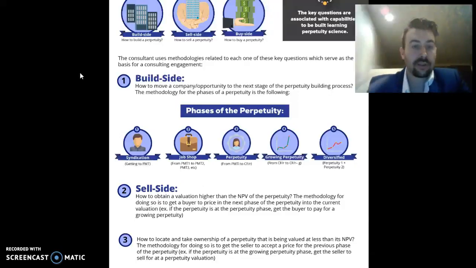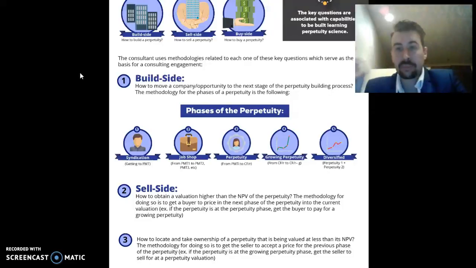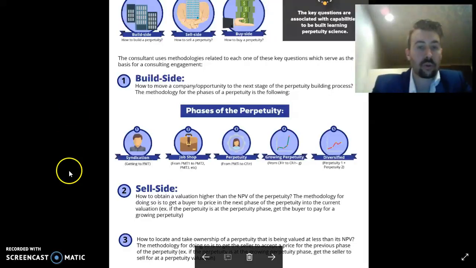So the basis for the consulting engagement is actually identifying, number one, where the company or opportunity is at in the phases of the perpetuity, and designing a plan and helping to execute the plan, moving to the next phase of the perpetuity, depending on where they are and where they'd like to be.